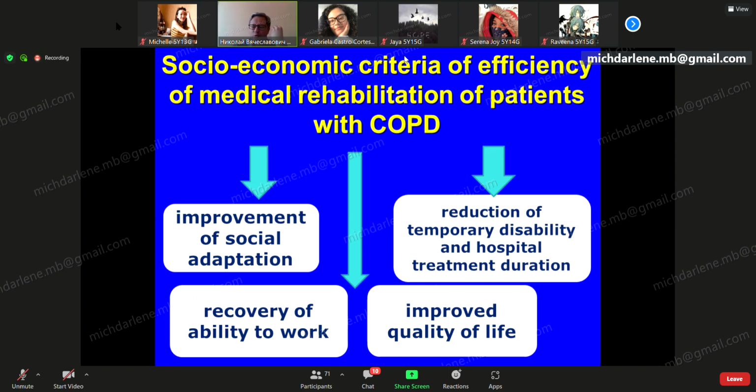Recovery of ability to work. It's also very significant and maybe the most valuable result or criteria factor. If the patient will be able to return to his previous occupation, or at least partially return his workability. Other criteria: reduction of temporary disability, duration of temporary disability, and sometimes duration of hospital treatment due to exacerbation.